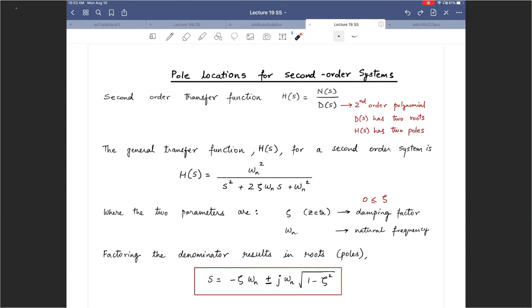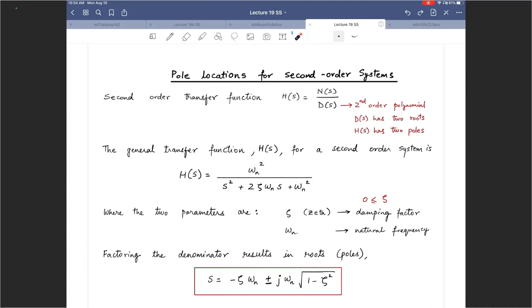All right. Right now things might appear like they are just coming at you as parameters, but we'll put all of these together as we go through today's lecture. So two parameters for this system, zeta and omega n. Zeta is the damping factor, omega n is the natural frequency.